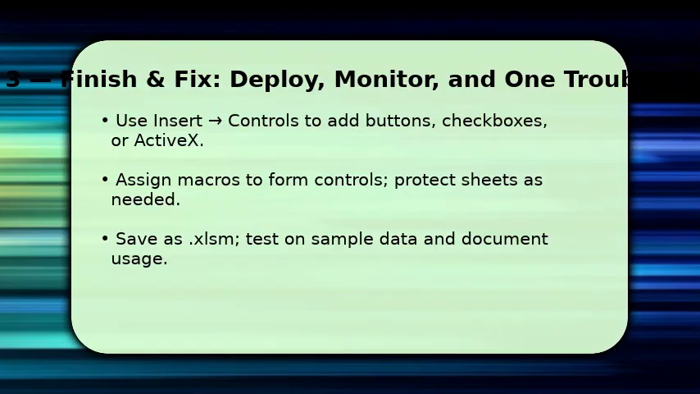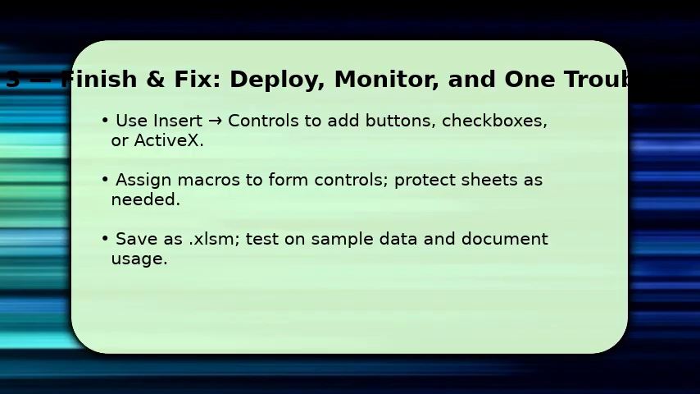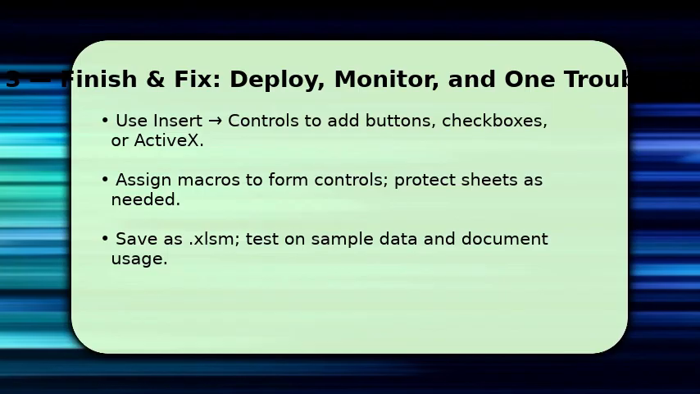Place controls from the Developer tab, form controls for simple buttons and assign macro, or ActiveX for property-rich elements. Link controls to cells or macros, then format captions and tab order so users understand actions. Protect or hide VBA if needed, and always save the workbook as an XLSM macro-enabled file.